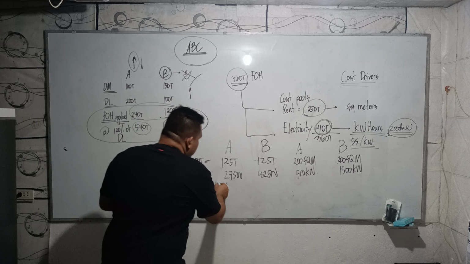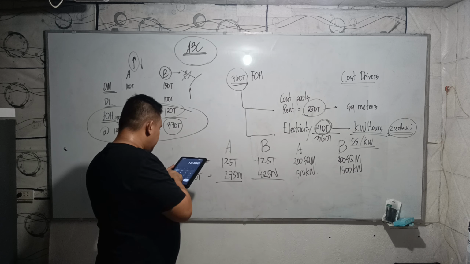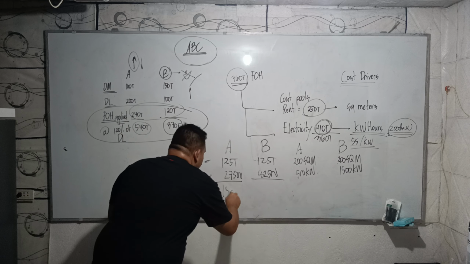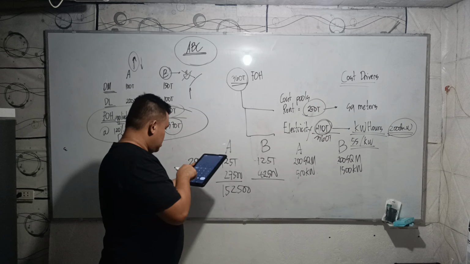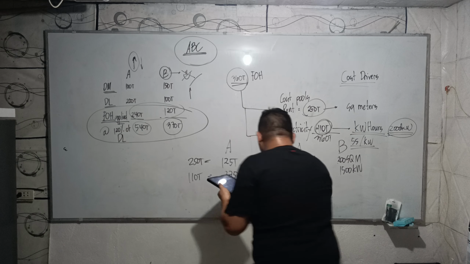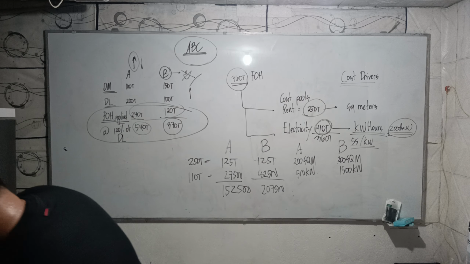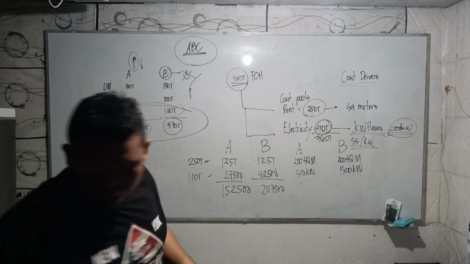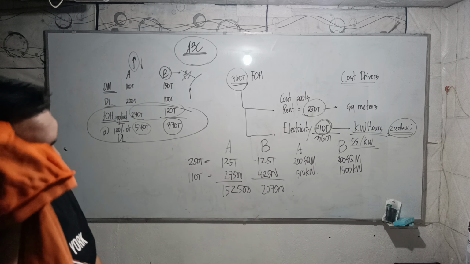So the total cost of A, you have 125,000 for A plus 27,500, that's 152,500. So for product B, 125,000 plus 82,500, and you'll have 207,500. So that is activity-based costing, whereby you have to divide the costs using their cost drivers.